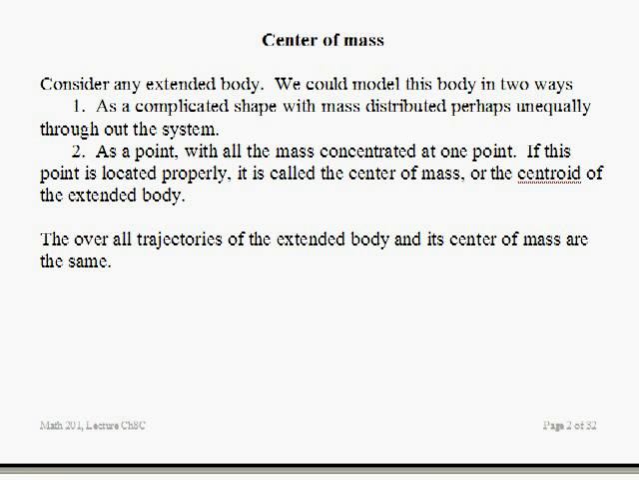One, we can let it be the complicated shape that it is, with the mass distributed perhaps unequally throughout the system. The other way is to consider the body as a point with all of the mass located at one point. If this point is properly located, it is called the center of mass, or the centroid of the extended body.